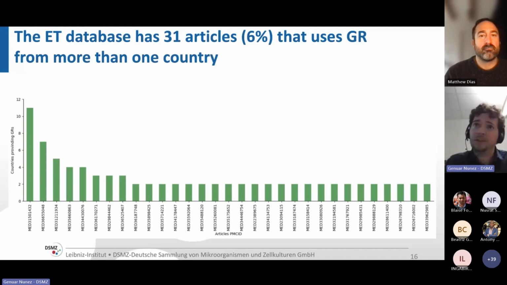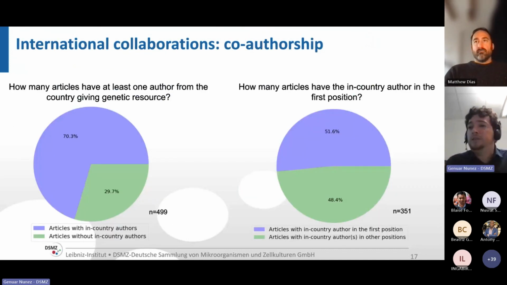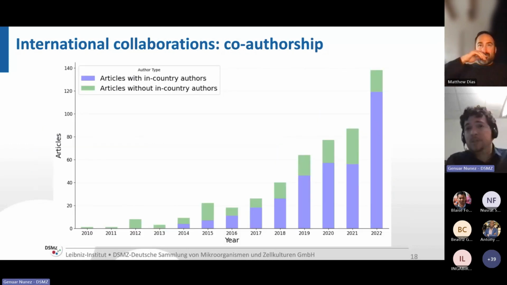Just 6% of them are using genetic resources from more than one country. And when I told you about the international collaboration, we found that around 70% of the papers that we have in the database have at least one author from the country giving or providing genetic resources, and half of them are in the first position. When we see this over time, we can see that there is a trend.